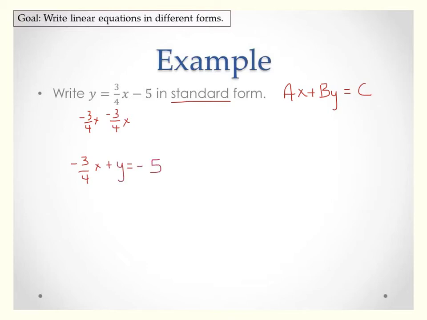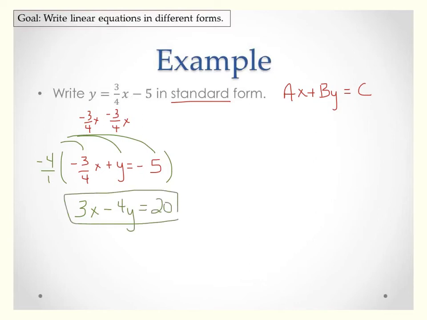Okay, so this is kind of in the form, but what is wrong with it? Well, A, B, and C, first of all, have to all be integers, and A is a fraction. And A has to be either positive or 0, and it's currently negative. So to remedy that, let's multiply the entire thing by a -4. And if you want to think about that as a -4 over 1, you are distributing this. This is going to become positive 12 over 4, which is 3x minus 4y equals 20. That is standard form.